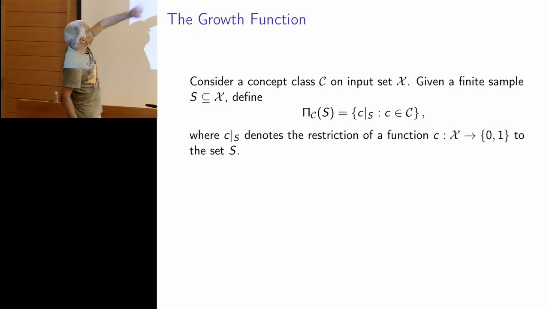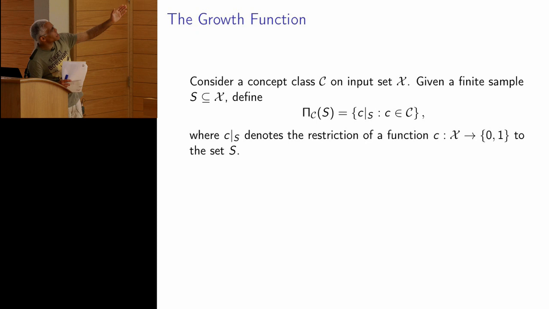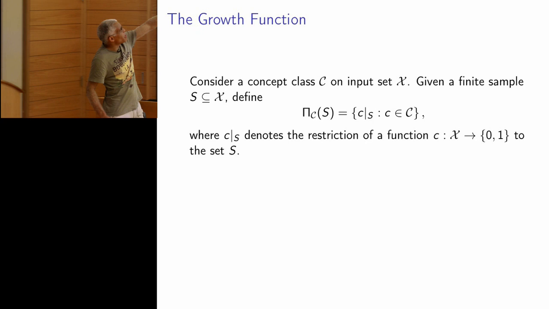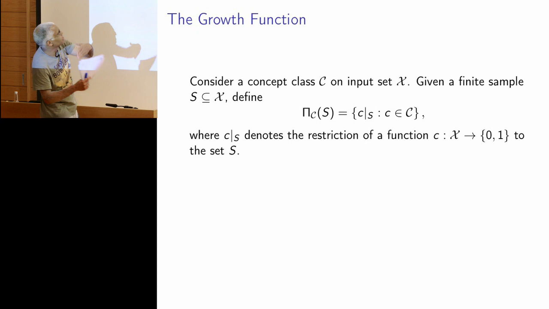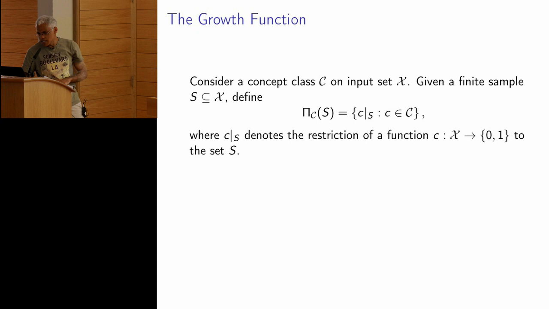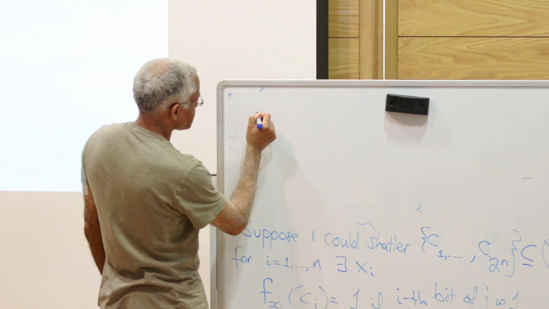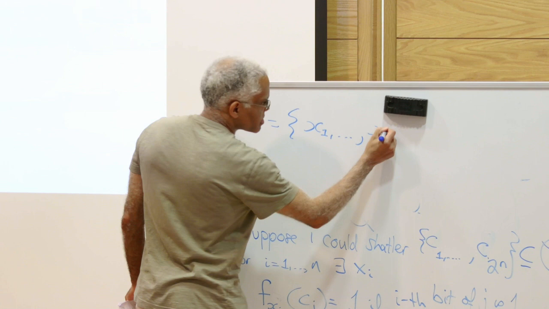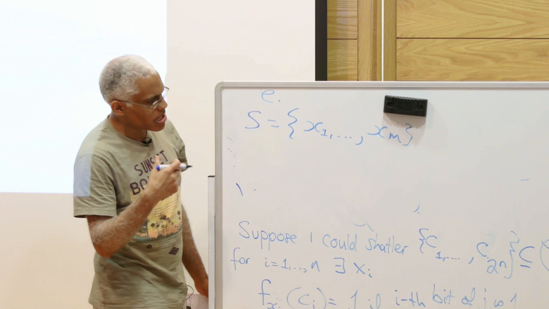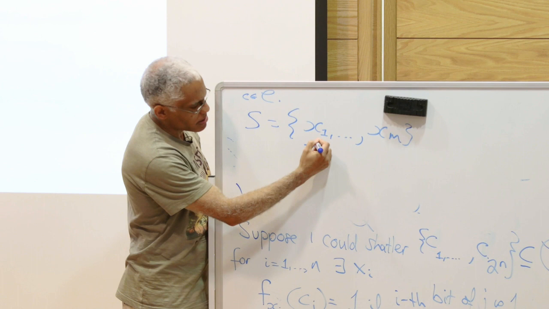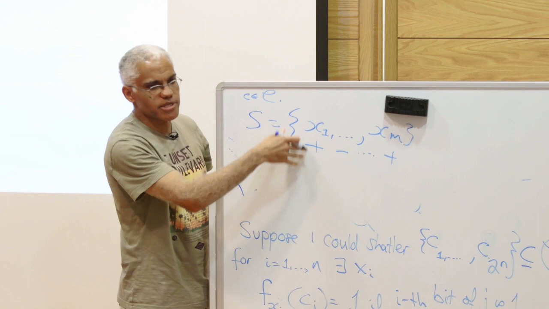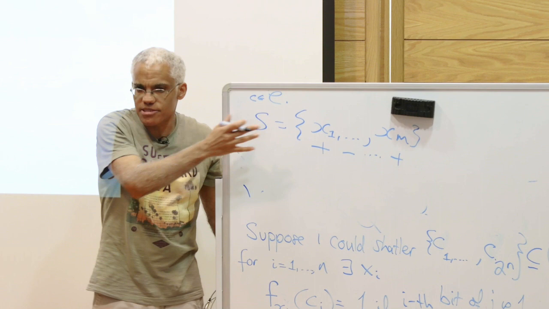So consider a concept class C on an input space X, and given a finite sample S, points drawn from X, define Π_C(S) to be the set of restrictions of concepts to S. The way to visualize this is you've got a set of points S, and some concept class in the background, C. If I pick a concept in C, that induces a labeling on this set. Another concept will induce another labeling. And the question is, how many labelings are there? Well, it depends on the set and on the concept class, but Π_C(S) gives me the set of all labelings. So how many ways are there for me to label that set?